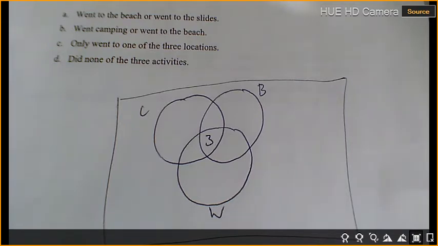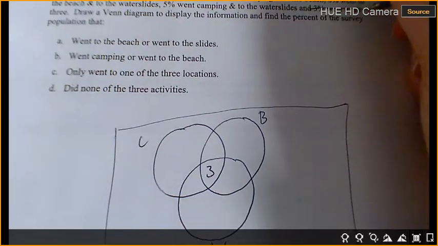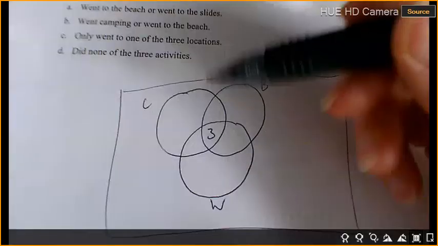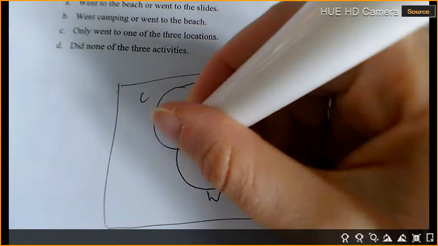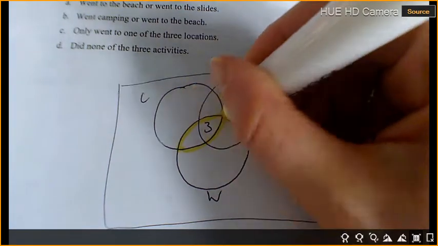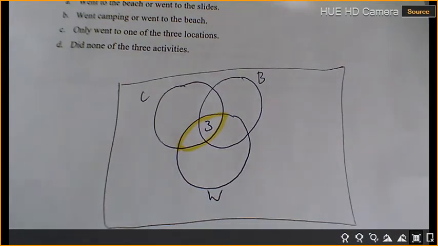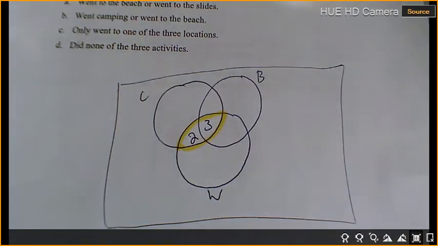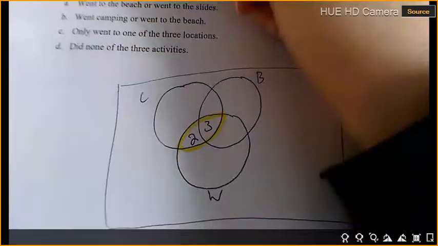Now, I'm going to cross this part off so I don't get confused. 5% went camping and to the water slide. So camping and to the water slide, I know that's this part right here. All right, it says I have 5%, right? But that includes that 3% in the middle. So if I've got to have 5 in that space right there, what do I need to put right here? 2. Good. Okay. So I've done that part.